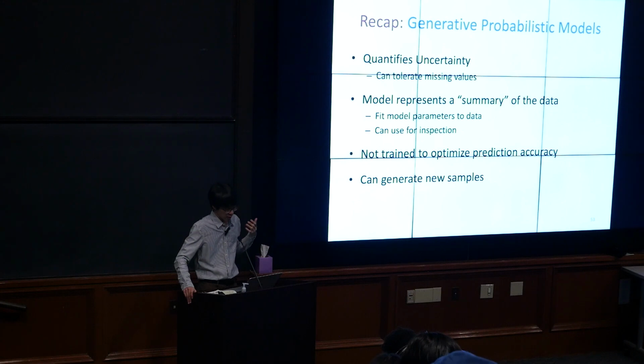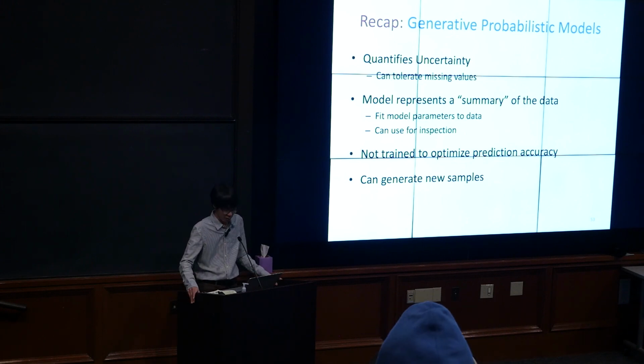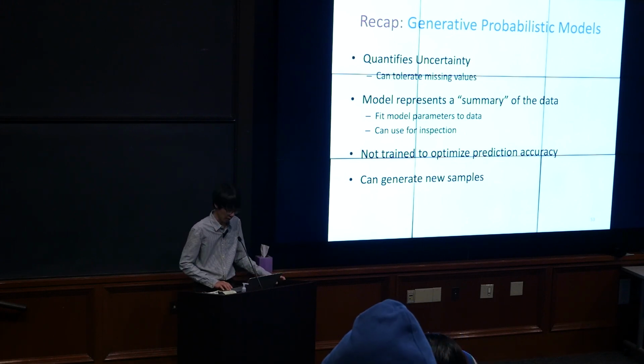However, these models are not trained to optimize prediction accuracy, so they don't do better than discriminative models if you just ask them to do a specific task, right? But because these are generative models, you can generate new samples, you can ask questions that you couldn't previously with discriminative models, etc. So it's just one more model in your toolbox to tackle problems with and to meet the challenges of various tasks.